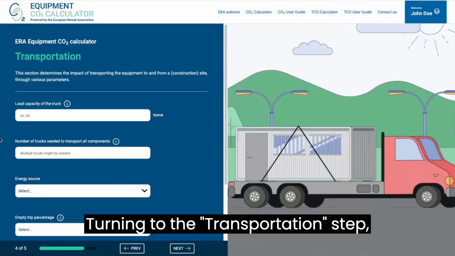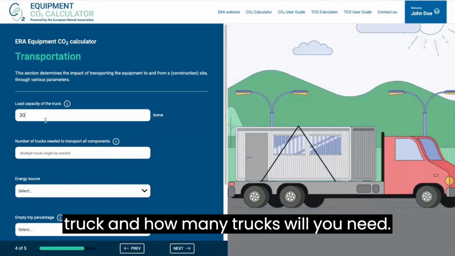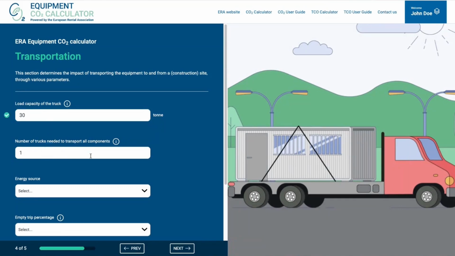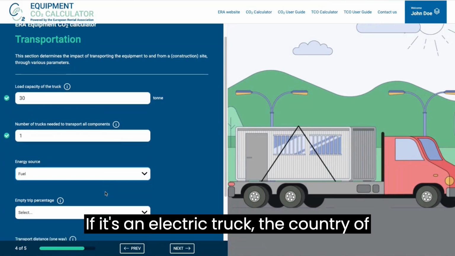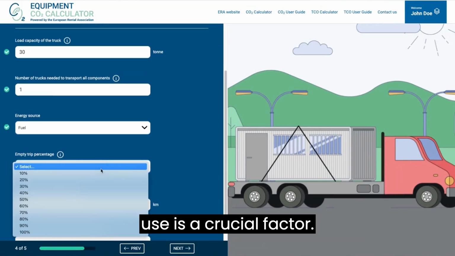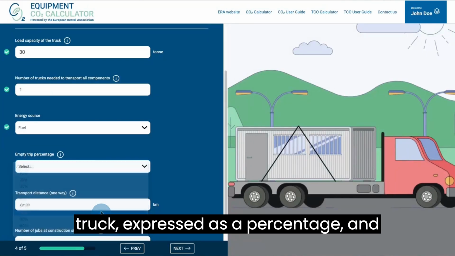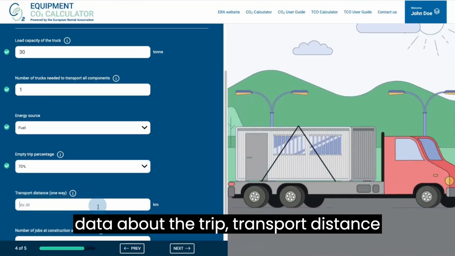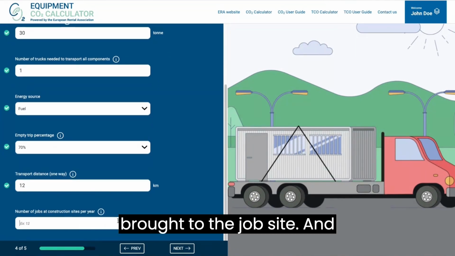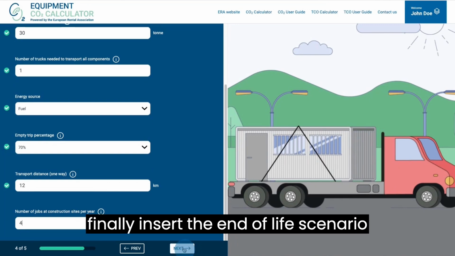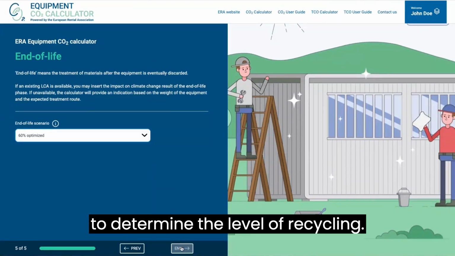Turning to the transportation step, first insert the load capacity of the truck and how many trucks you will need. Then select the energy source. If it's an electric truck, the country of use is a crucial factor. Next, insert the load factor of the truck expressed as a percentage and data about the trip: transport distance and number of times this module will be brought to the job site. And finally, insert the end-of-life scenario to determine the level of recycling.